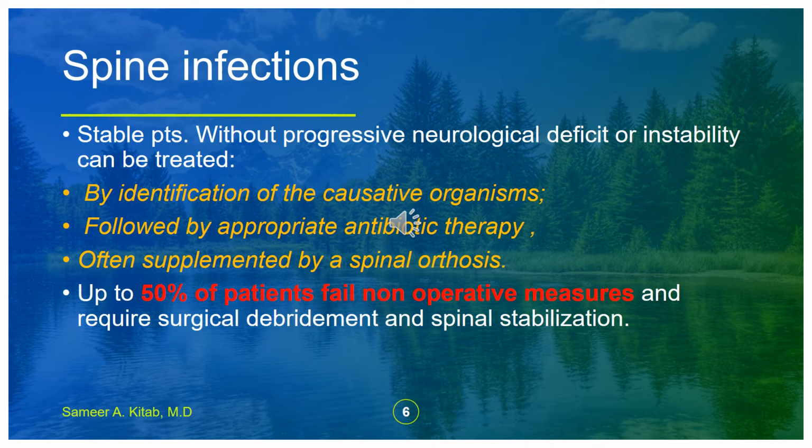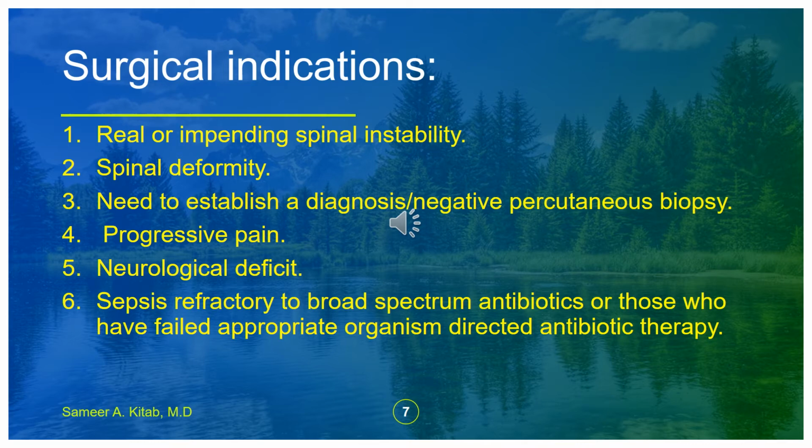Conservative management can be supplemented by spinal orthosis to decrease pain and stabilize the patient. That's to say, we brace the spine. Up to 50% of patients fail non-operative measures, and they require surgical debridement and spine stabilization. Now, what are the indications for surgery in a patient with spine infection?